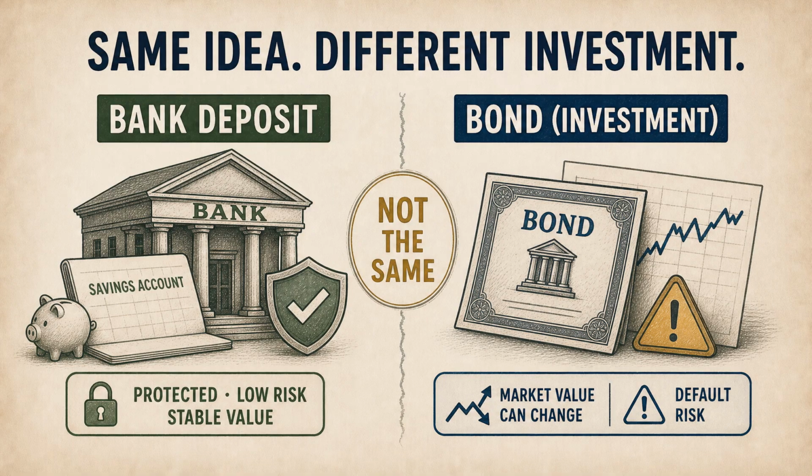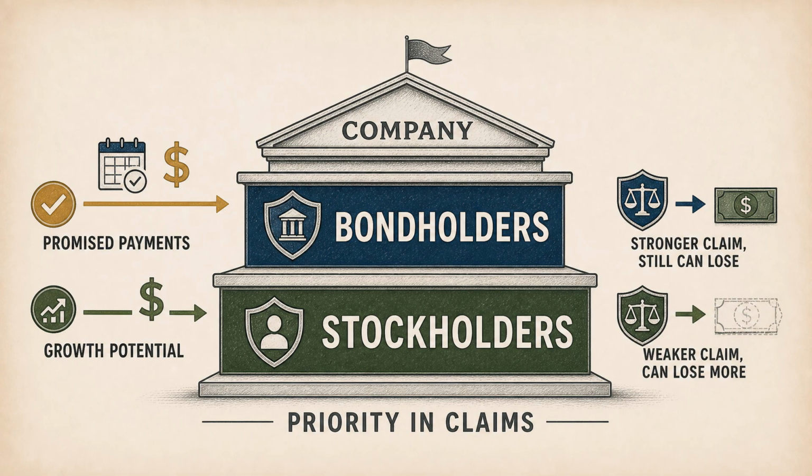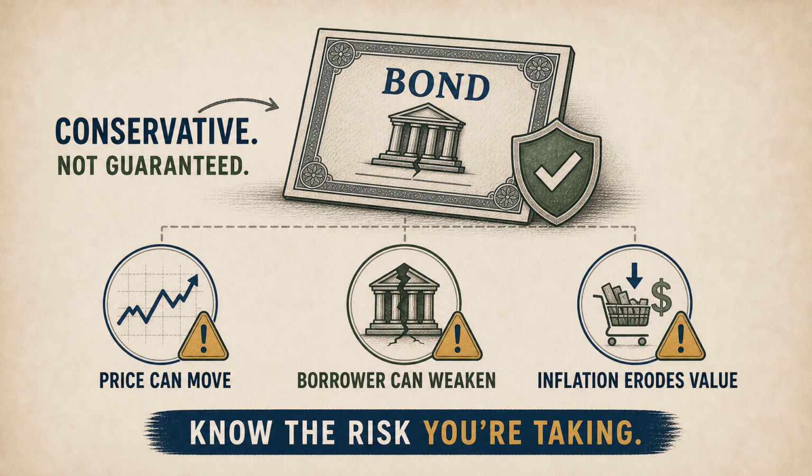Bonds can feel similar to savings products because they involve interest, but they are not the same. A bond is an investment that can change in market value and can carry default risk. Bank deposits and bonds have different protections, risks, and uses. Stocks sit below bonds in the basic business structure. If a company does well, stockholders may benefit from growth. Bondholders usually just receive the promised payments. If a company gets into trouble, bondholders generally have a stronger legal claim than stockholders, but they can still lose money.